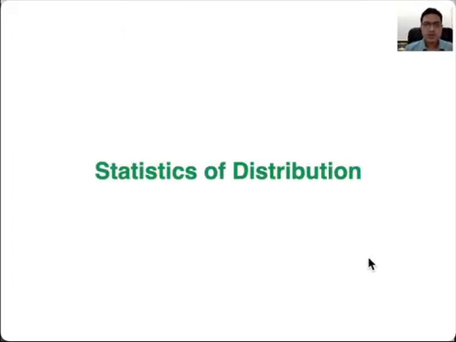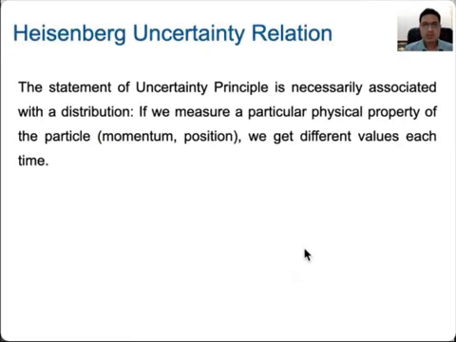Okay, so now let's come to the statistics of the distribution and how this concept is related to the uncertainty, and how the measurement of any statistical distribution and the uncertainty is going to follow this uncertainty relation. Okay, so here is an understanding that the uncertainty relation is necessarily associated with some kind of distribution. So let's say if we measure a particular physical property of a particle, maybe momentum, maybe position, we get a different value each time.